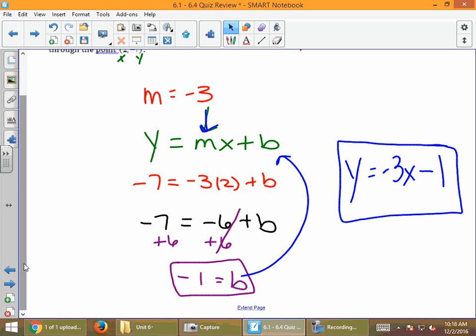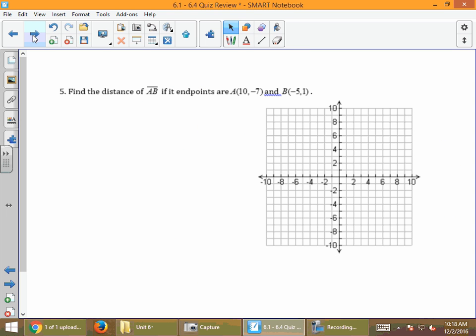Alright. Let's go on to the fun part. I like this one. Finding distance. How do you find it? Well, we showed you yesterday, and some of you in your past used it before. I know you did something in Algebra 1. But we have that distance formula.